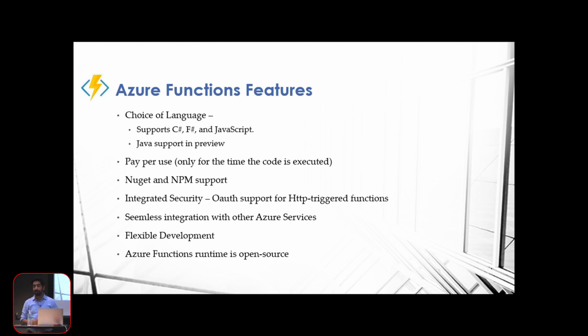We'll talk about HTTP triggers in the upcoming slides, but we can create HTTP triggered functions which can be triggered by HTTP requests. Azure Functions supports OAuth for that using identity providers like Azure AD, Facebook, Google, Microsoft, and so on.